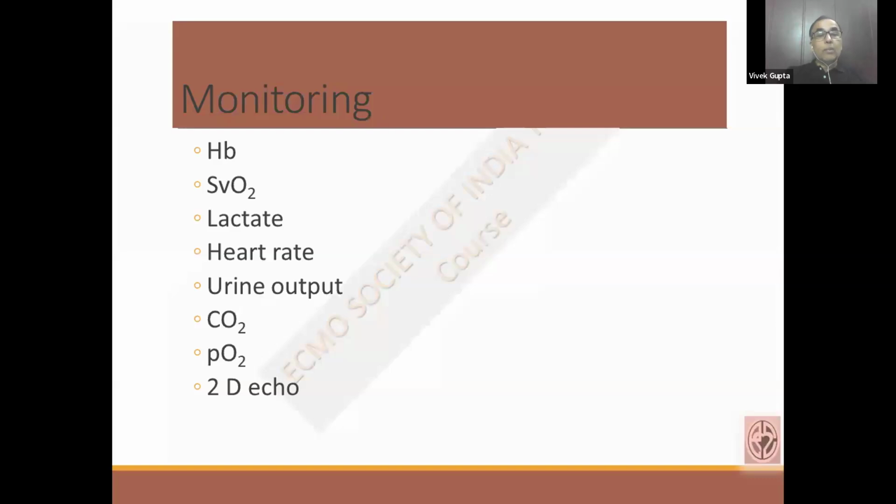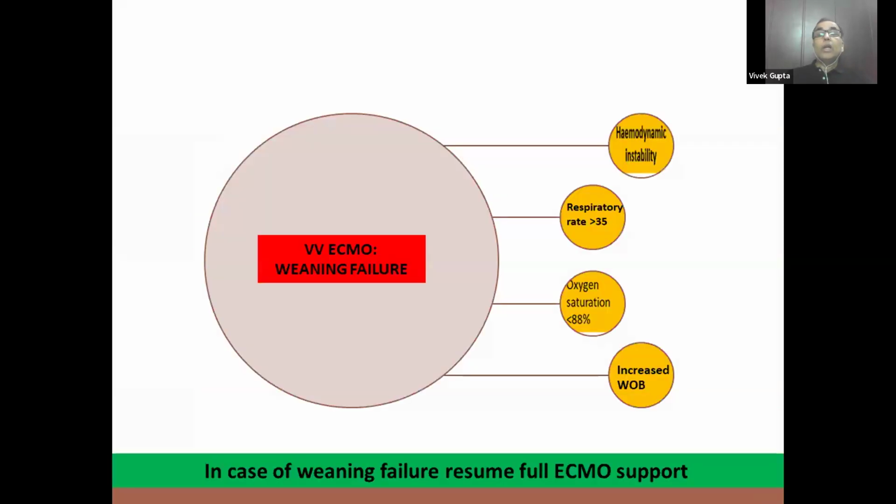And you keep checking the blood hemoglobin and lactate level. There should not be any tachycardia or bradycardia. And you look at the blood gases, and you do a 2D echo also to look for any RV dysfunction which the patient may develop during this time.